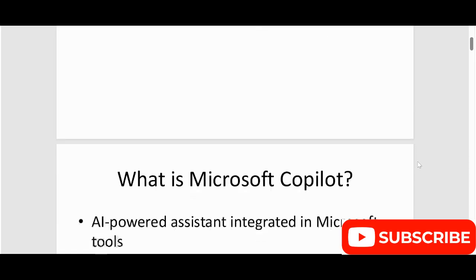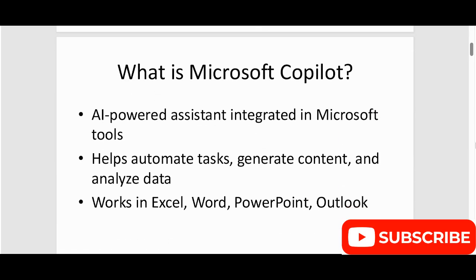Okay, so let's start. First of all, let's discuss what is Microsoft Copilot. It is an AI-powered assistant integrated in Microsoft tools, and it helps automate tasks, generate content, and analyze data. It works in Excel, Word, PowerPoint, and Outlook. So in all of these, you can use the AI assistant that is the Copilot. Okay, so I hope it's clear.